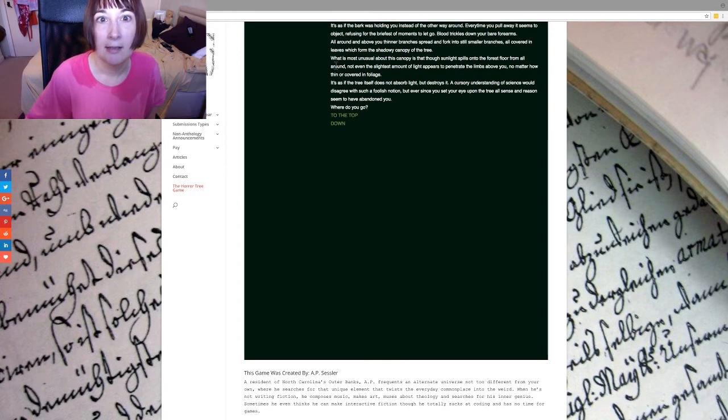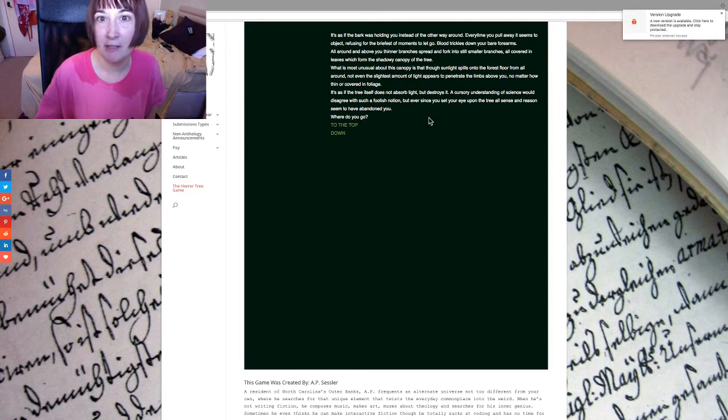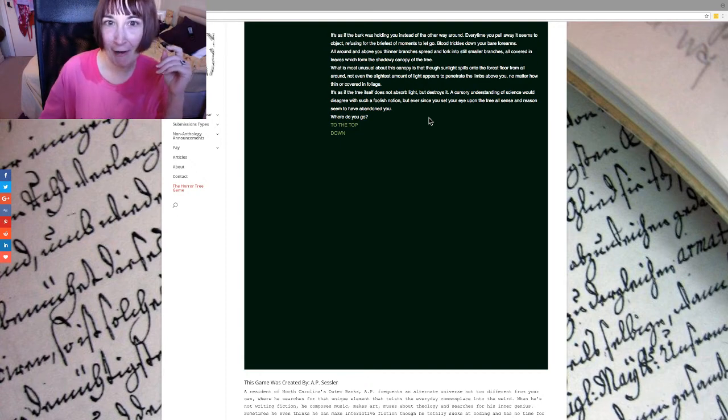Oh. It's as if the bark was holding you instead of the other way around. Every time you pull away, it seems to object, refusing for the briefest of moments to let go. Blood trickles down your bare forearms. All around and above you, thin branches spread and fork into still smaller branches, all covered in leaves, which form the shadowy canopy of the tree. What is most unusual about this canopy is that though sunlight spills onto the forest floor from all around, not even the slightest amount of light appears to penetrate the limbs above you. No matter how thin or covered in foliage, it's as if the tree itself does not absorb light, but destroys it. A cursory understanding of science would disagree with such a foolish notion. But ever since you set your eye upon the tree, all sense and reason seem to have abandoned you.